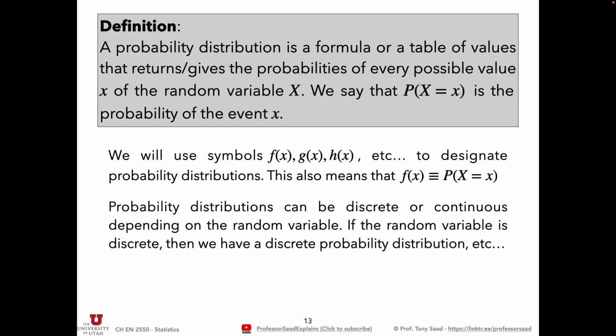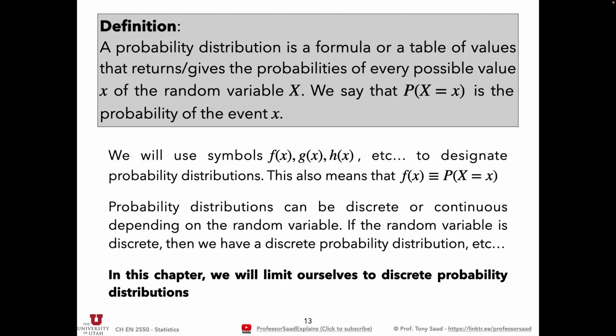Similarly, probability distributions can be discrete or continuous. What we saw just now is a discrete probability distribution. For each value, there's a value for the probability. If the random variable is continuous, then we will have a continuous probability distribution. We'll learn more about what we name them in a bit. So today and in this week, we will limit ourselves to discrete distributions only.